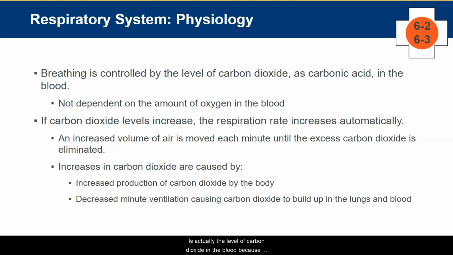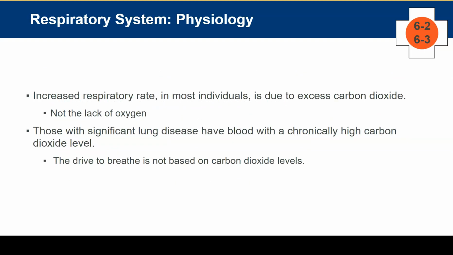Now, the trigger for breathing is actually the level of carbon dioxide in the blood, because carbon dioxide, when it encounters the fluid in the blood, reacts to form carbonic acid, and so the pH of the blood actually changes if the CO2 level gets too high, meaning the acid concentration goes up, which really means the pH goes down, it gets more acidic, the respiration rate increases automatically. If someone has a chronic obstructive pulmonary disease, such as emphysema, their drive to breathe is not based on carbon dioxide levels.